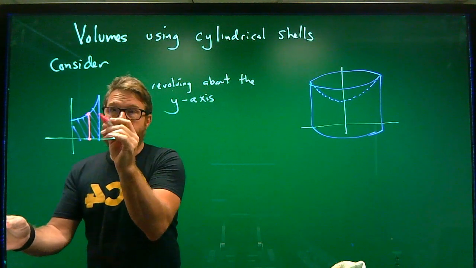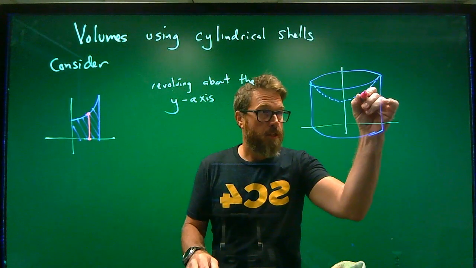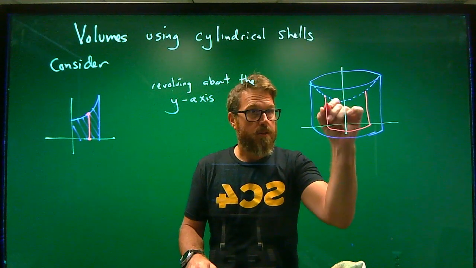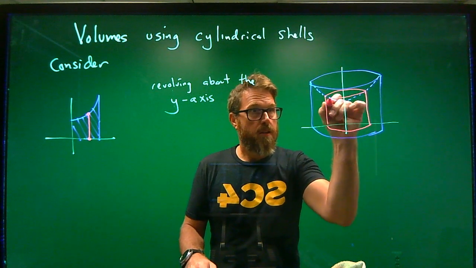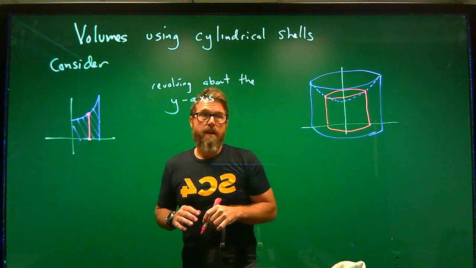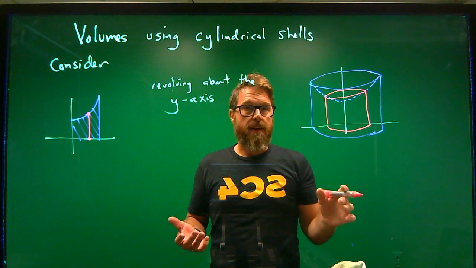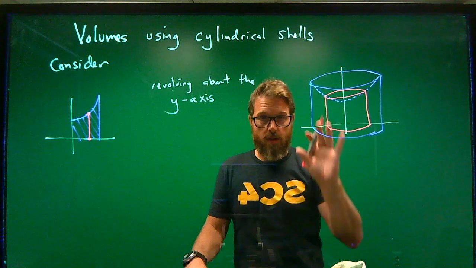So I'm spinning this around. If I spun that around, you can see that slice is right here. And when I spin this thing around, you're going to get something that looks like this, that being a cylinder. Now, what I'm going to have to do is figure out what A of x is. Well, A of x is essentially the cross-sectional area of the cylinder.